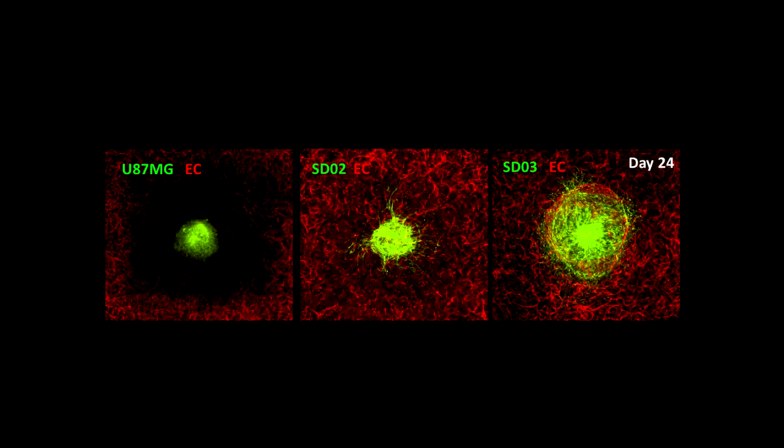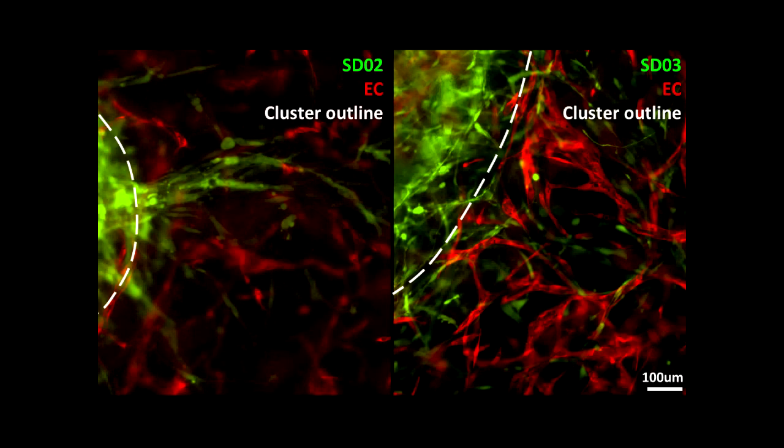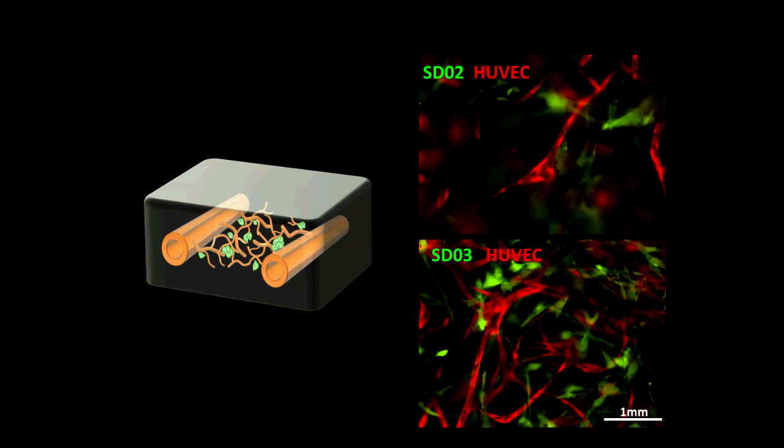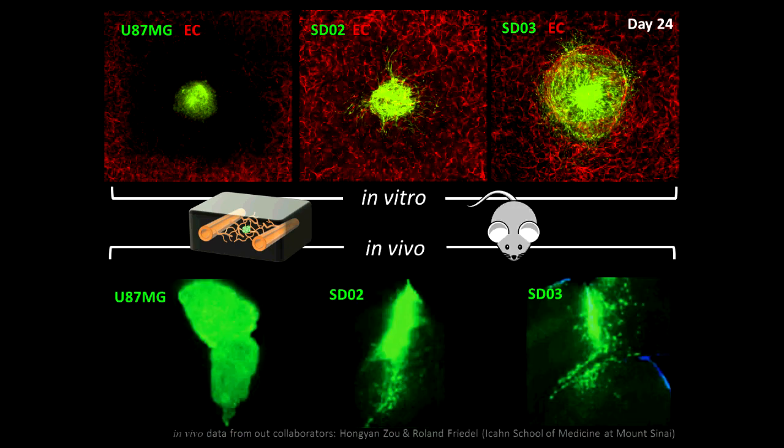U87 tumor triggered death of nearby endothelial cells. On the other hand, the patient-derived cells, SD2 and SD3, maintained the capillary network. SD2 presents a spiky invasion pattern, whereas SD3 showed more contact and interaction between GBM and endothelial cells. A similar pattern of invasion and endothelial interaction was observed in the third model. And these results from the in vitro tissue corresponded with in vivo results from the mouse model.